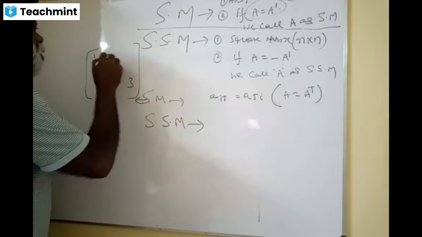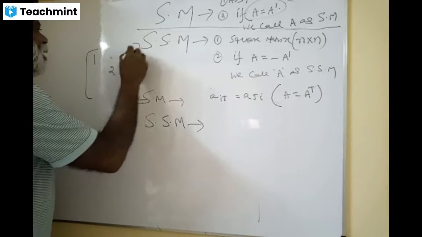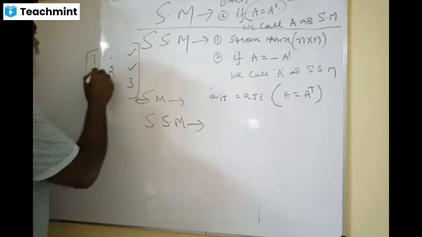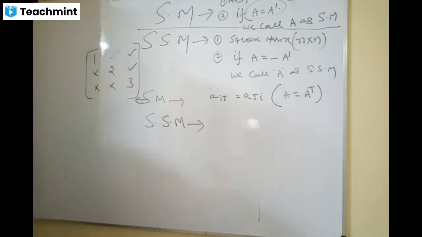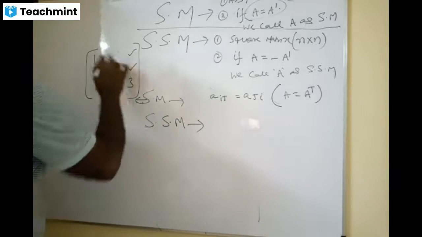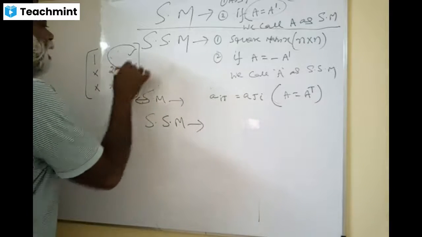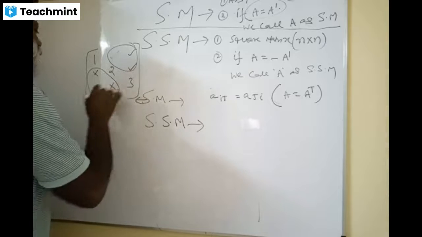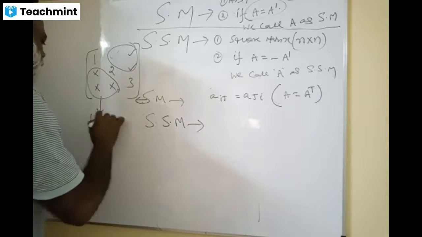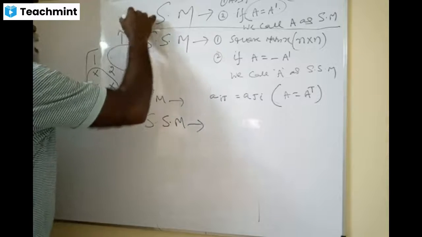Okay. Let us take it again. There are 3 elements here, okay? And there are 3 elements down here. This is called the upper triangle, and this is called the lower triangle.